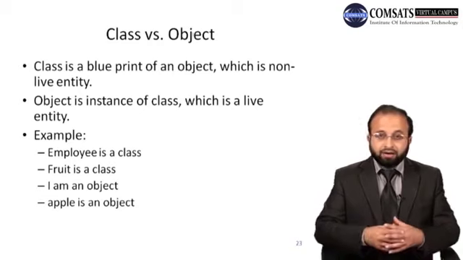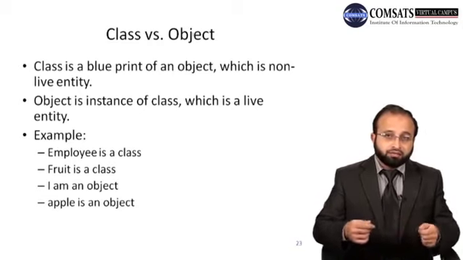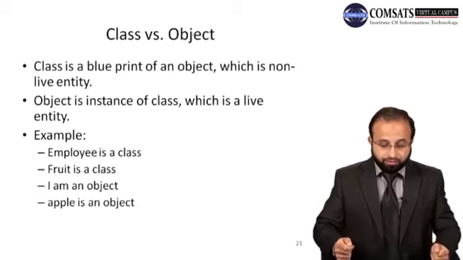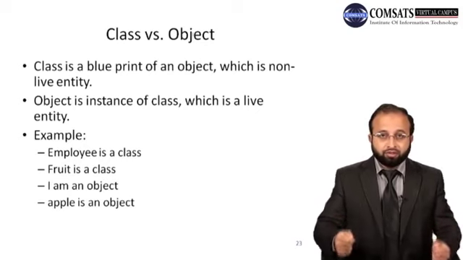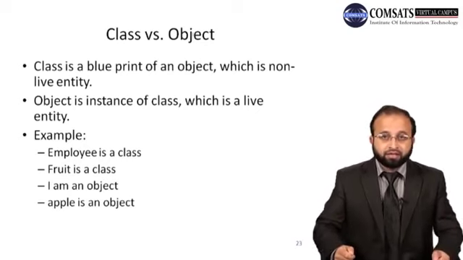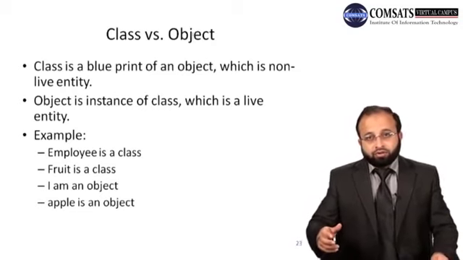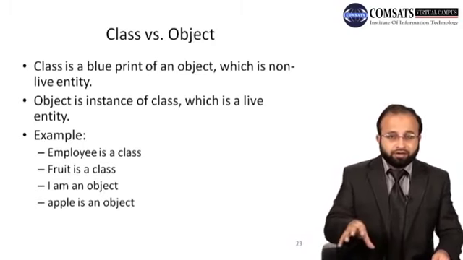Regarding the living and non-living entity, let me repeat that concept once again. A class is basically the engineering drawing of the object, right? So this means that a class, that engineering drawing, is basically on the paper or on the computer, and has no existence. In an object-oriented programming language, when you define a class, we will see how we can define a class.